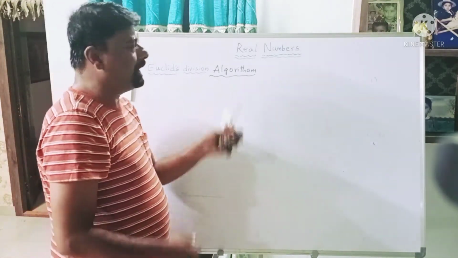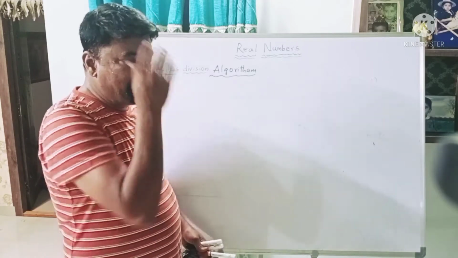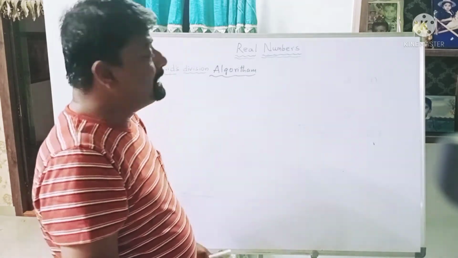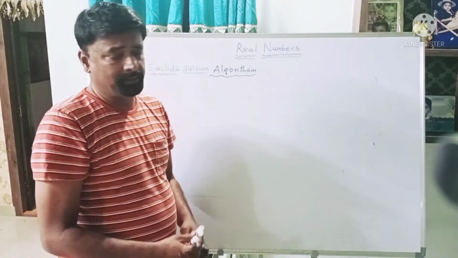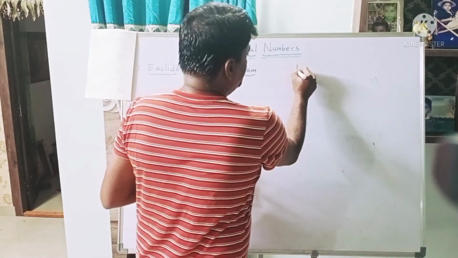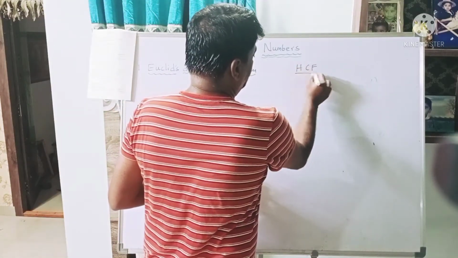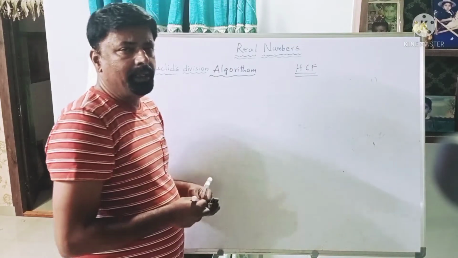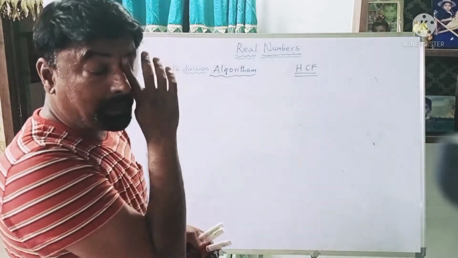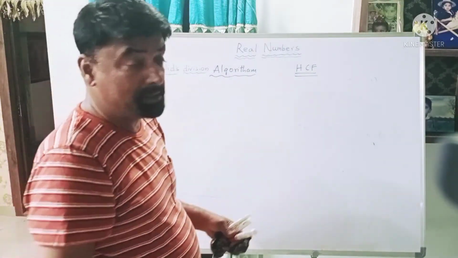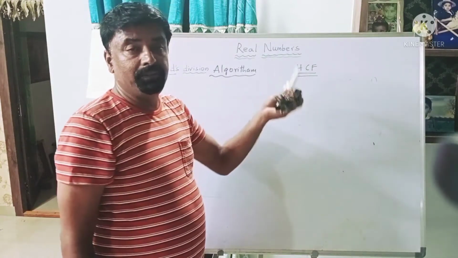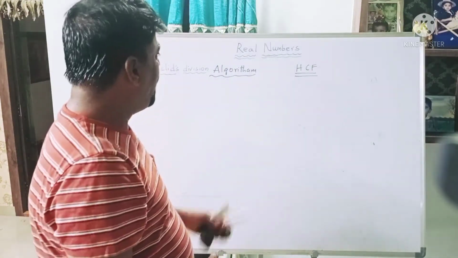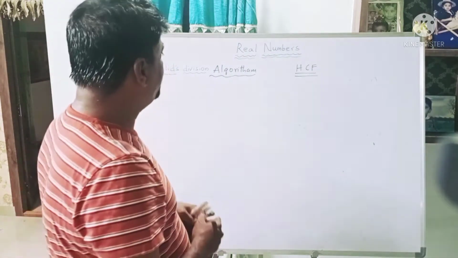By using this algorithm, we can find the HCF of given two numbers. This is very important, beta. In your annual exam, you will get one question to find the HCF of given two numbers by using Euclid's division algorithm.